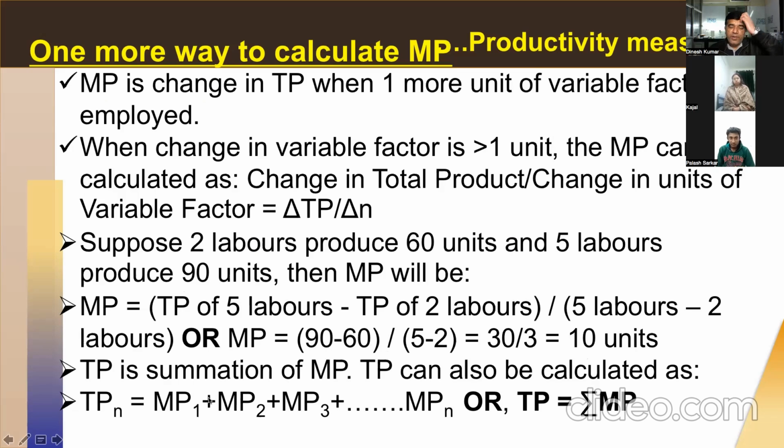TP is the summation of MP. For every additional unit, we can work out MP and make the total, and that will be TP. So TPn is equal to MP1 plus MP2 plus MP3. If you add all these MPs, then it will become TP also. If you add MP of all the units, it becomes your TP. See, the last TP is equal to summation of all MPs.